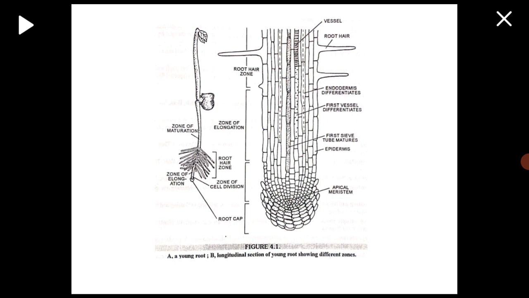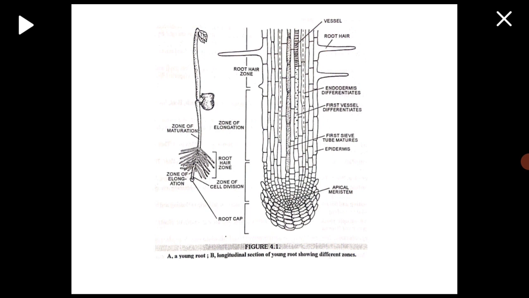Third zone is the zone of elongation. This zone is situated just behind the meristematic growing apex, where the cells lose their power of division and mainly elongate. These cells are mainly concerned with the absorption of water and minerals from the soil. The cells are vacuolated and start differentiation.